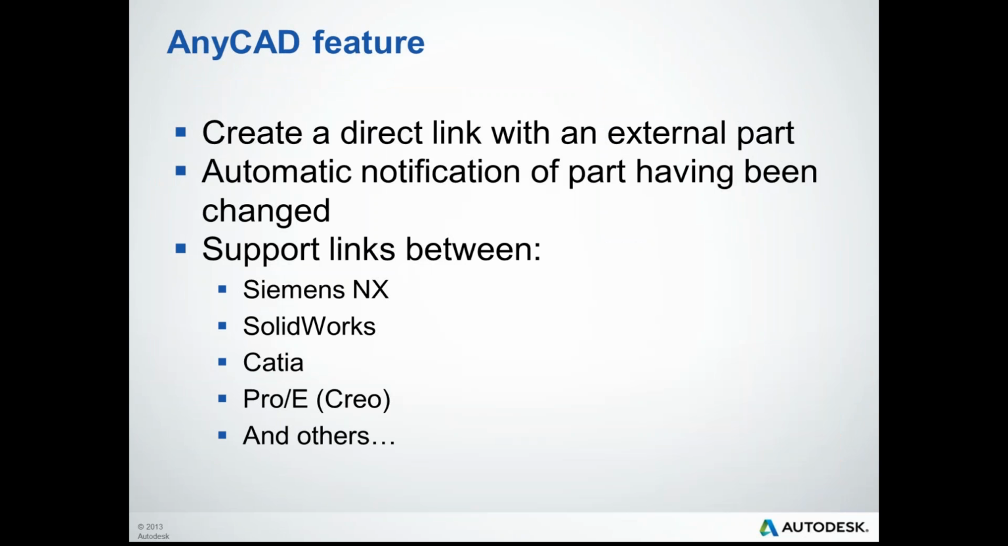And then with the Inic Add feature, we're able to create a direct link with an external part that may have been created in a different CAD software, such as Siemens NX, SolidWorks, ProE, or CATIA. Whenever a change is made to those files, if you've got that direct link created, you'll get an automatic update notification within your Inventor saying that that part has been changed. So with that, let's take a look at these features inside of Inventor.